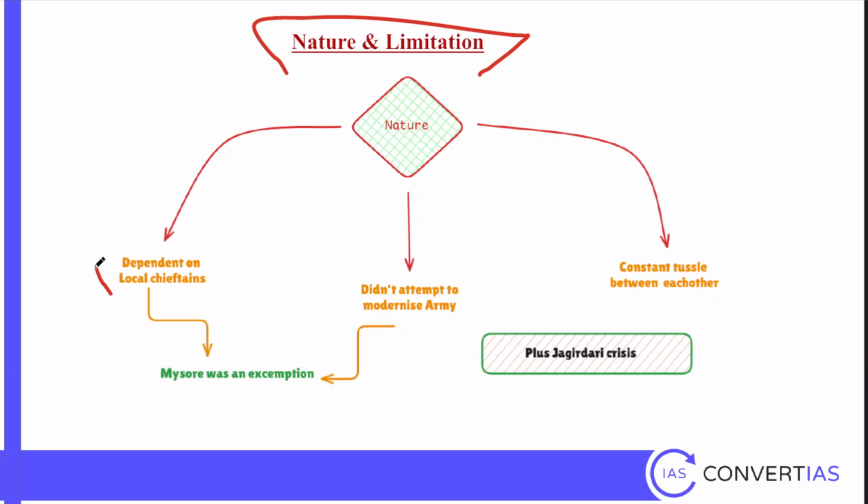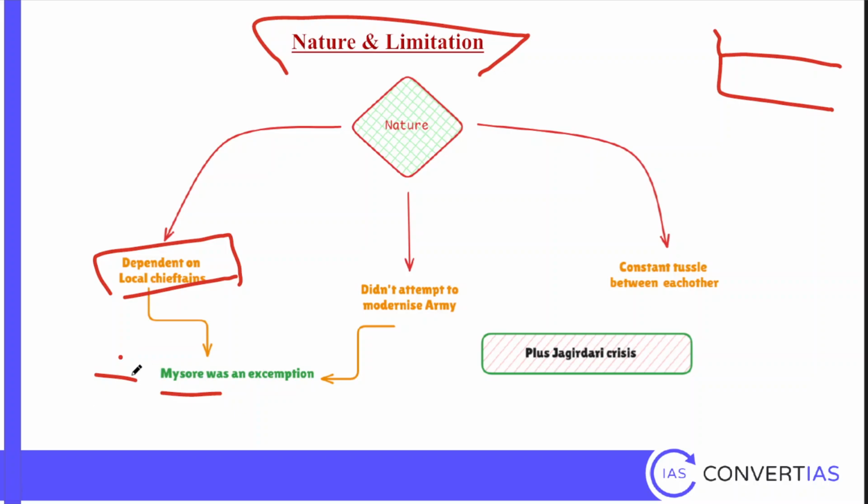First of all, they all were dependent on the local chieftains because they didn't have a centralized system. See, if you need a proper political system, you need a long period of time. For example, in the Mughal time, you had the Mir Bakshi, you had Subas, you had local provinces. In the Delhi Sultanate also, I've told you the same. I've told you about the Iqta system and Jagir system. So these people didn't have all that. So they were dependent on the local power heads, local chieftains, except Mysore. So this is an exemption.